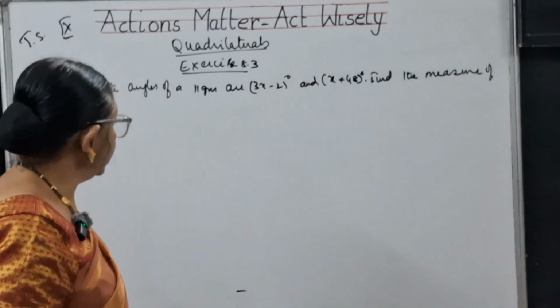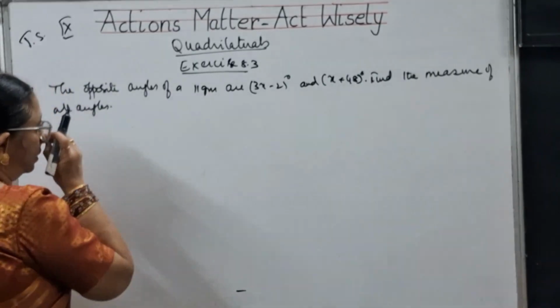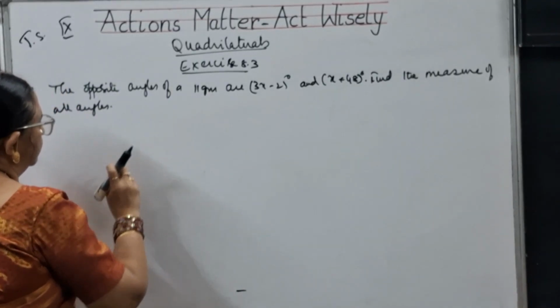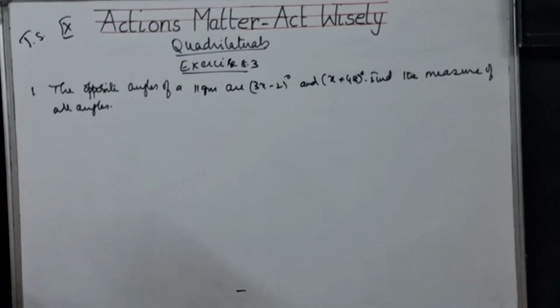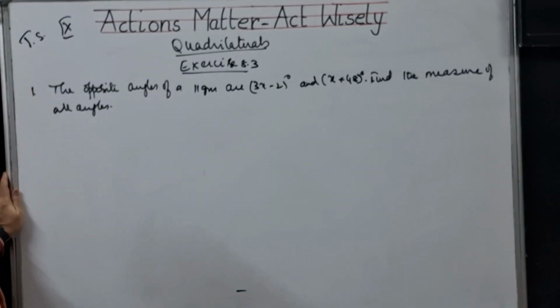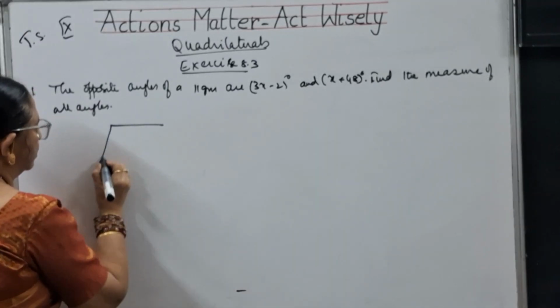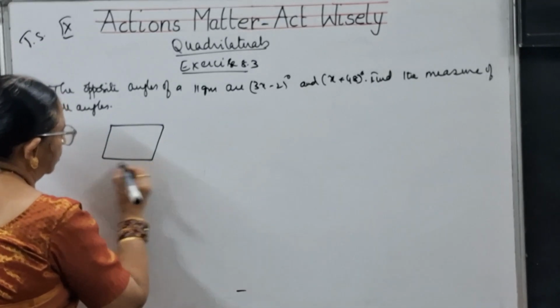Now I am dealing with 9th class maths, quadrilaterals exercise 8.3. First problem. The opposite angles of a parallelogram are 3x minus 2 degrees and x plus 48 degrees. Find the measure of all angles. So let us draw a parallelogram.